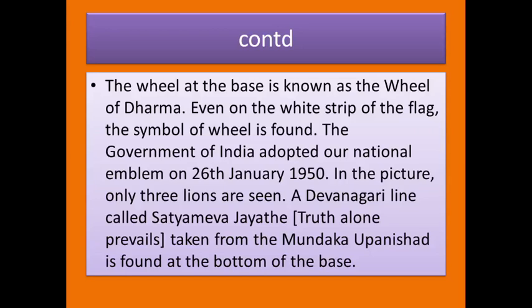Even the white strip in the national flag also has a symbol of wheel, and this emblem was adopted by the government on 26 January 1950. In the picture, only 3 lines are seen. A Devanagari line called Satyameva Jayate, the meaning of this is truth alone prevails. So this is taken from Mundaka Upanishad, is found at the bottom of the base.